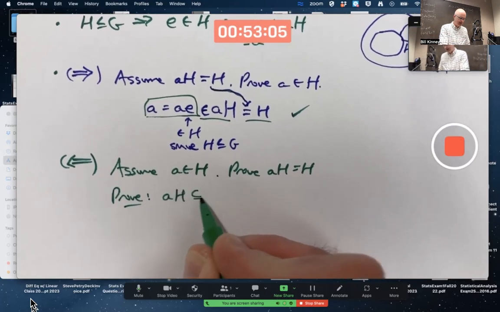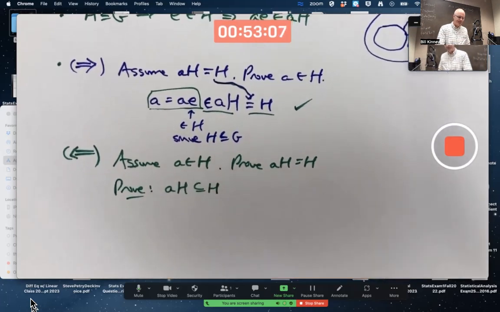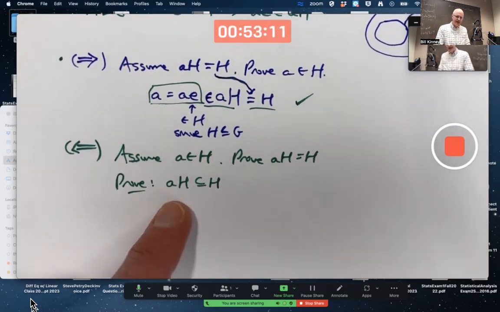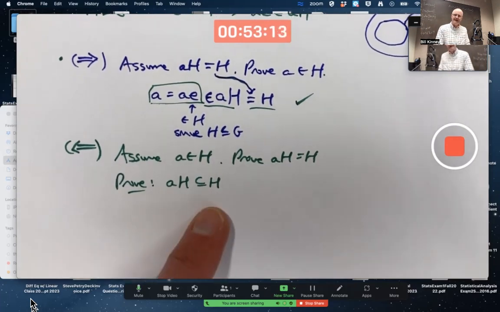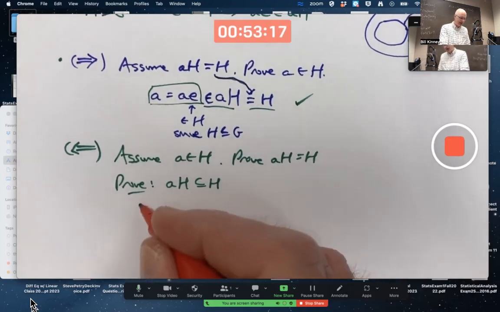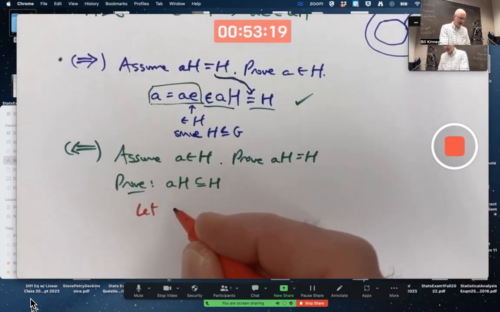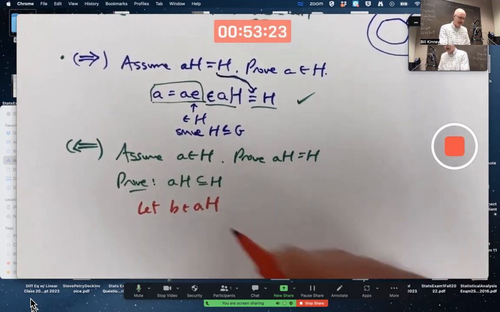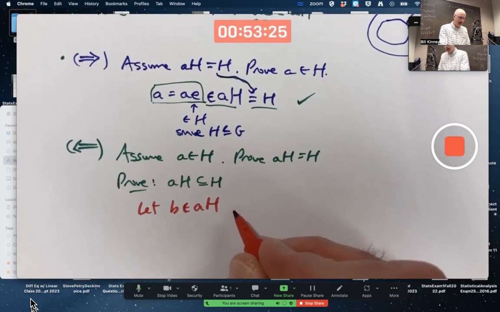Prove AH is a subset of H. Give me an arbitrary element in here. Why is it in there? What should I call the other arbitrary element? Anything you want, maybe B. Why is B in H?